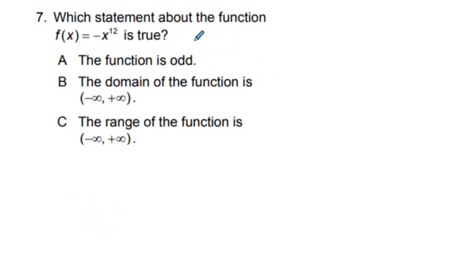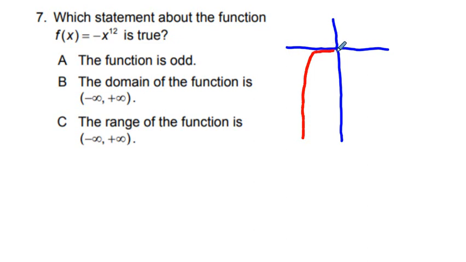Next, 7. Which of the statements about the function f(x) equals negative x to the 12th power is true? Well, the function is not odd, and if we look back at problem 1, we know what an odd function looks like. If we graph this thing, we call this an even negative, so it's going to go like this and kind of smash up against the x-axis. So it's like a smashed up against the x-axis parabola.